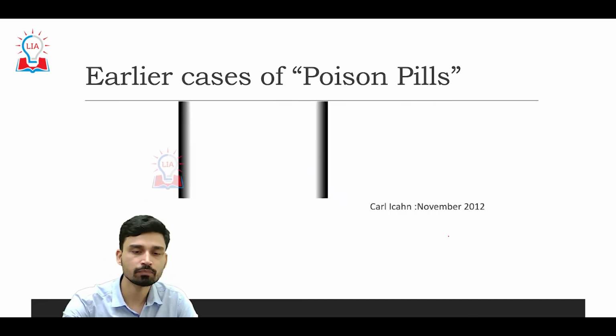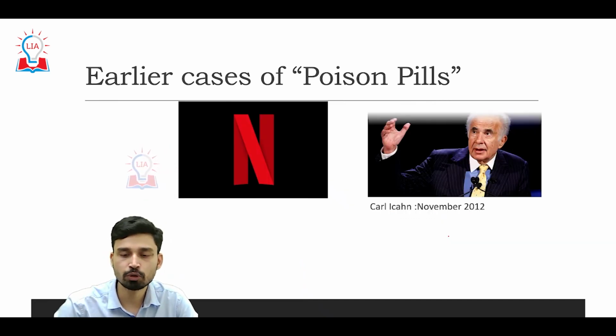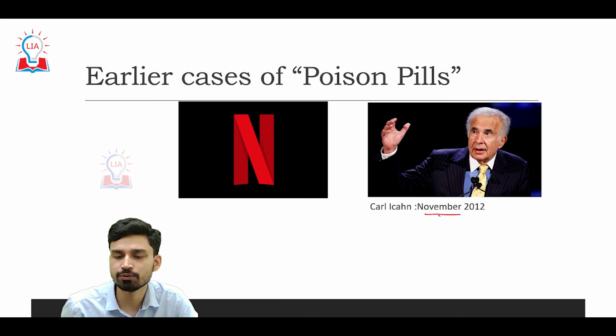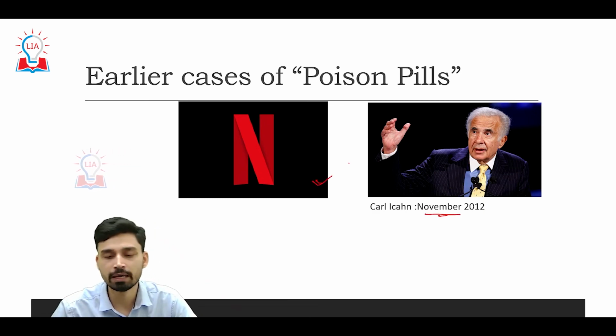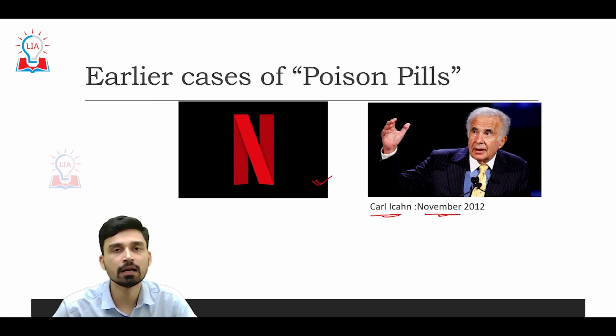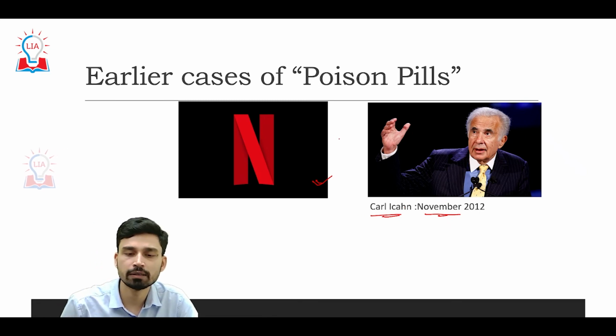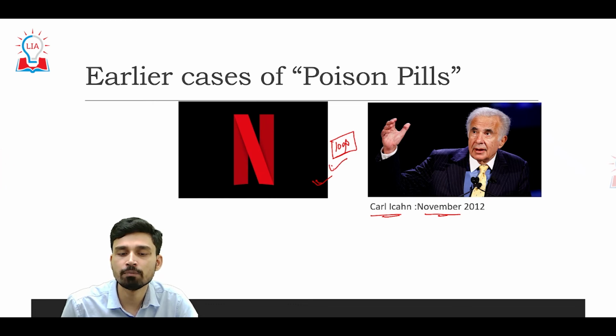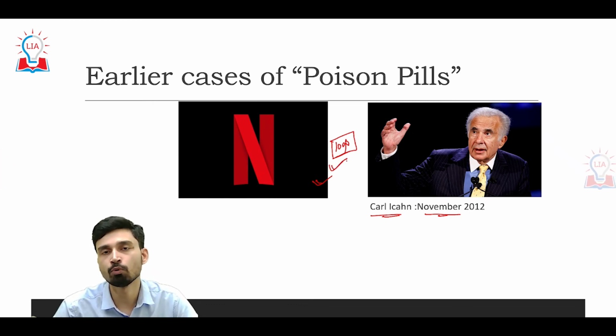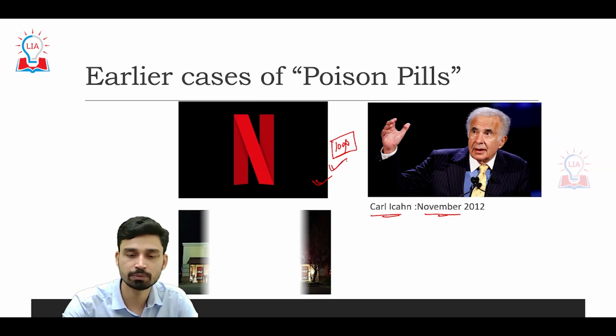In recent times, we also have a similar case of poison pill strategy used by Netflix, the popular media company, against Carl Icahn in November 2012, when the company said that if Carl Icahn's total stake in the company increased by more than 10%, then they would utilize the poison pill strategies.